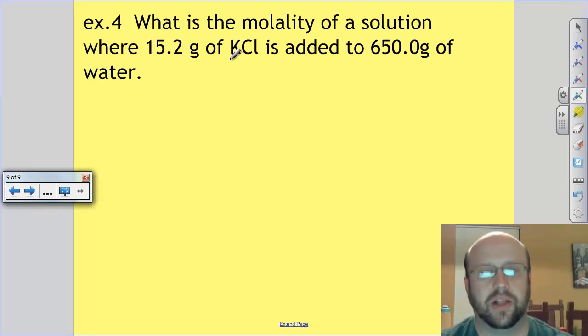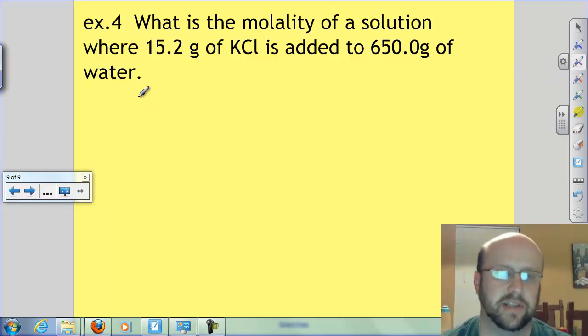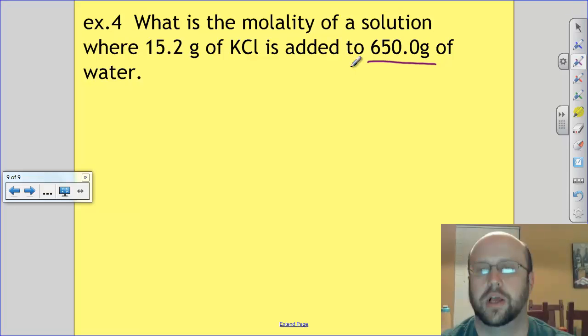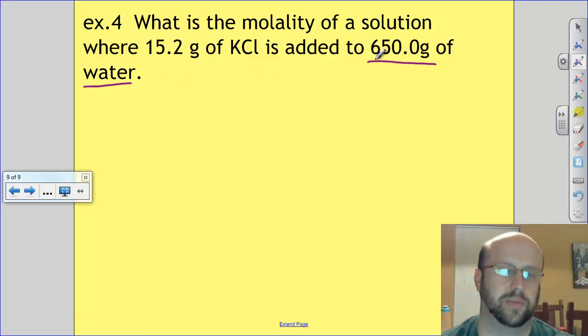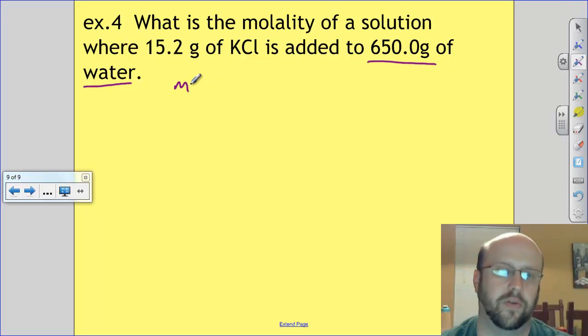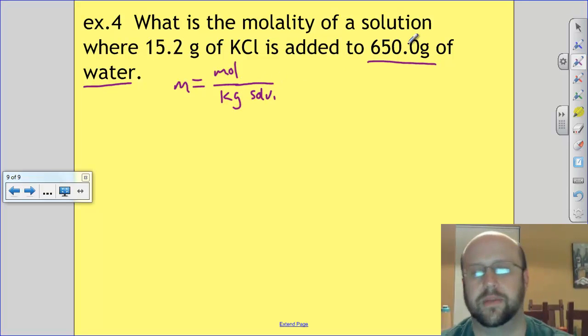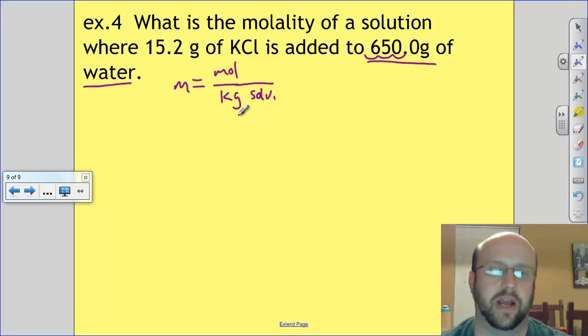What is the molality of a solution where 15.2 grams of KCl is added to 650 grams of water? So water is obviously the solvent. Water is pretty much always your solvent. And I don't want grams, but the formula for molality is moles over kilograms of solvent. Okay? So that means I'm going to turn that into kilograms. Move the decimal three places, or you could divide by 1,000. Either way would be fine there.